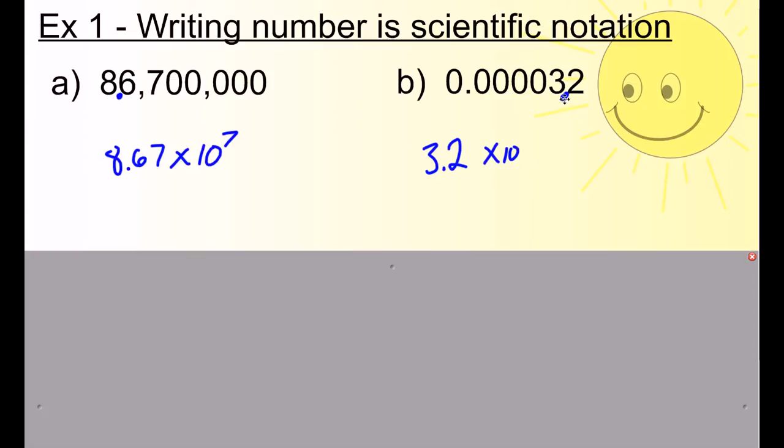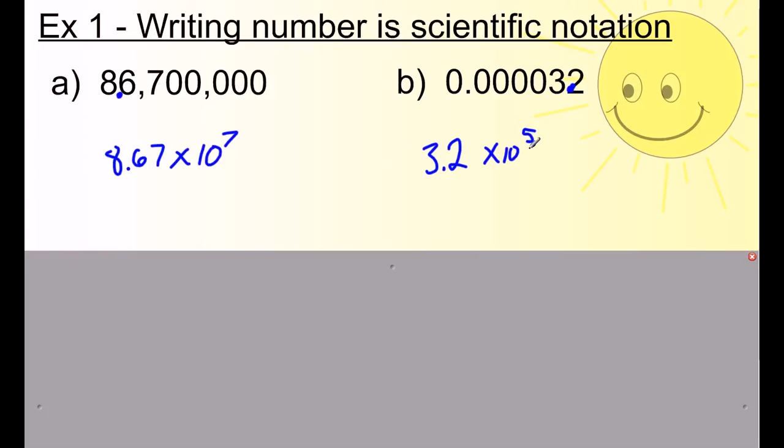Now, in this problem, instead of going to the right like we did in this problem, we moved to the left 7 places. Now we need to go from where we would start the decimal to where we want it. And we have to move to the right 1, 2, 3, 4, 5. And so we put a 5, but that's not quite right.